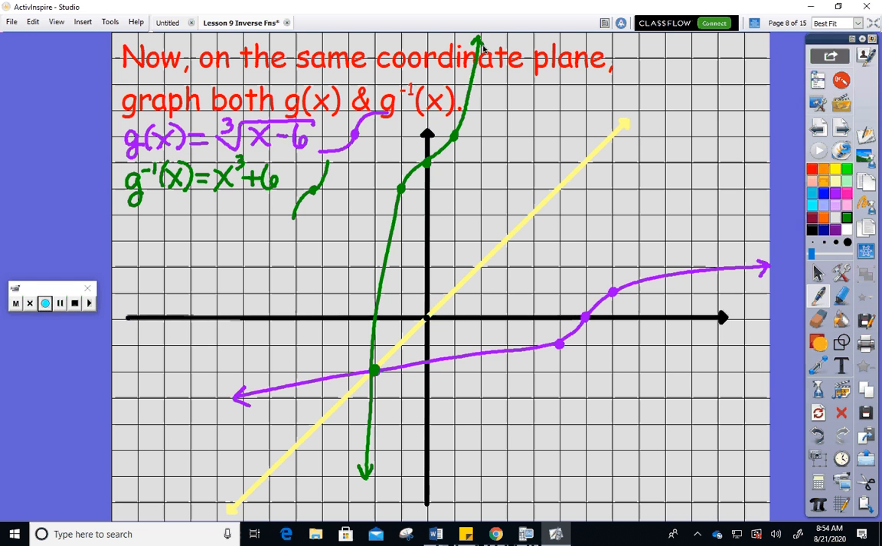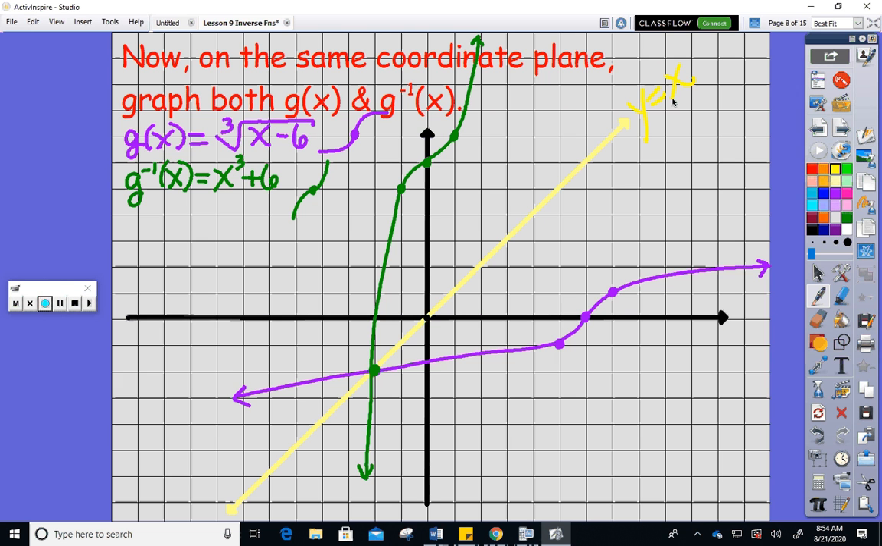Even though I can't totally get it on the graph. Now turn your head sideways so you're looking along the yellow line. And do you see the symmetry between the graphs? So when I reverse the x's and y's in my equations and in my points, what happens is that the graphs become symmetric with respect to the line y equals x. So if I folded over that yellow line, my green and purple graphs should overlap each other perfectly.